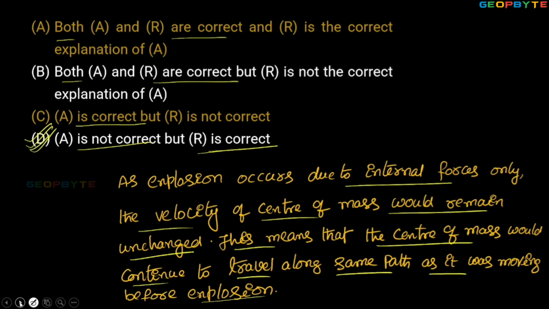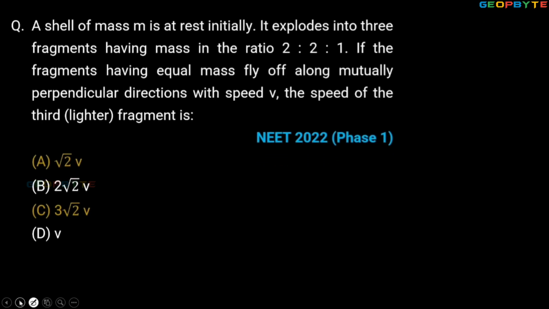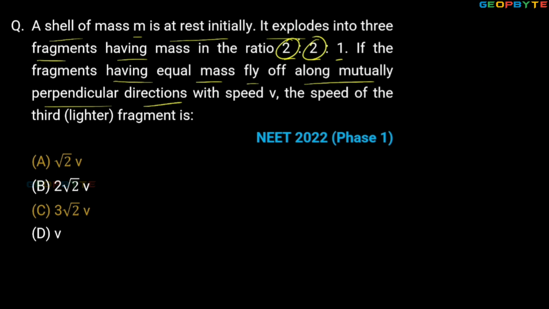Similarly, look at another important question asking like this. A shell of mass m is at rest initially. It explodes into three fragments having masses in the ratio 2 is to 2 is to 1. If the fragments having equal masses fly off along mutually perpendicular directions, that means the fragments maintaining the equal masses, this 2 and 2, are moving in mutually perpendicular directions.